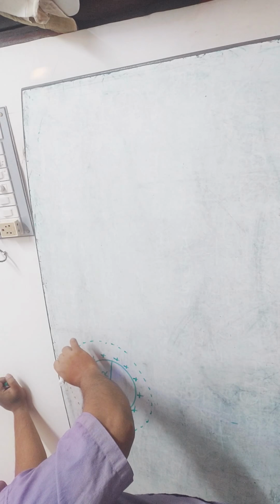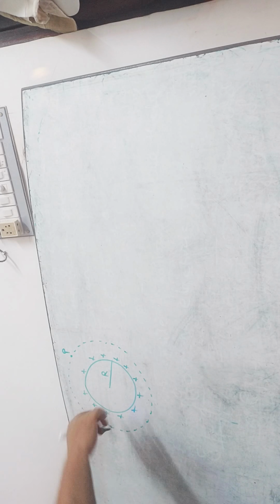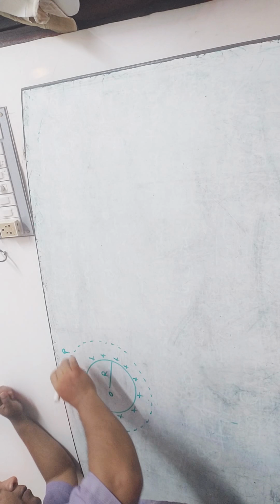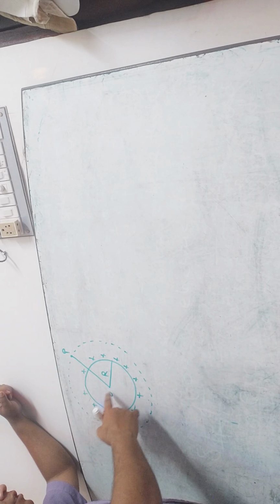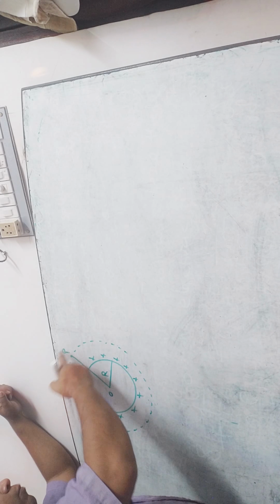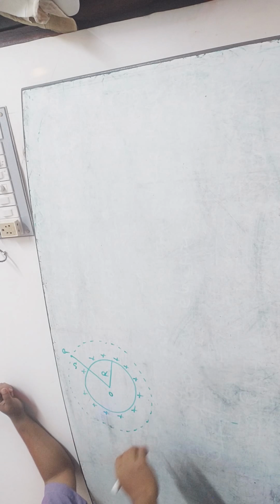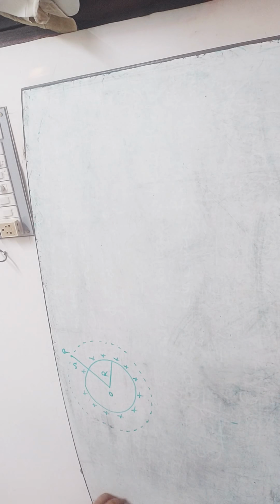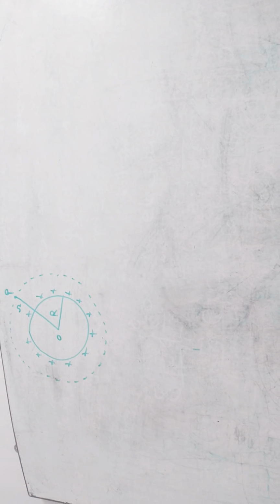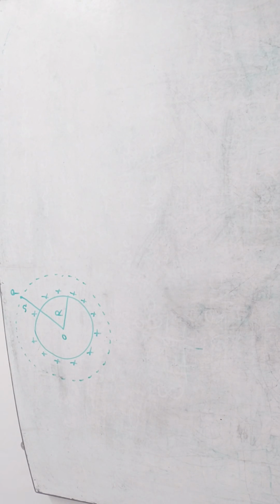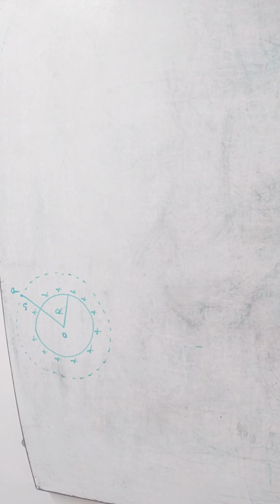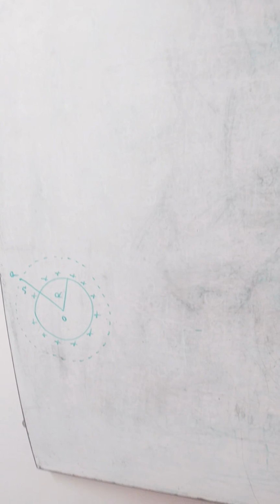Here the point is situated outside the sphere. The distance between the center O and the point P is smaller. This is the figure.